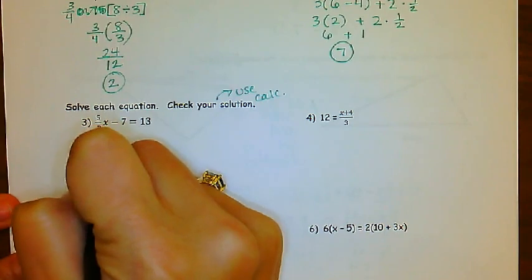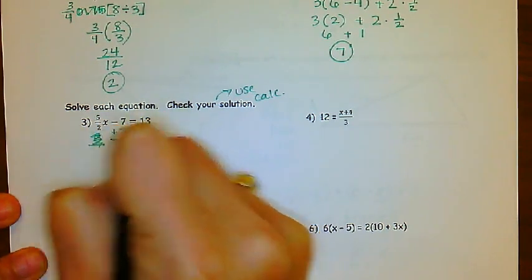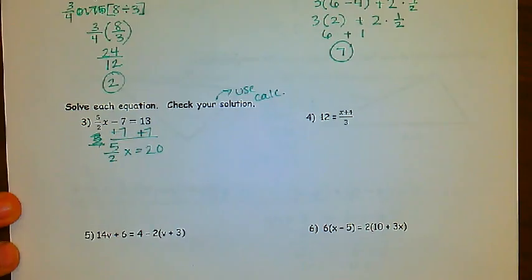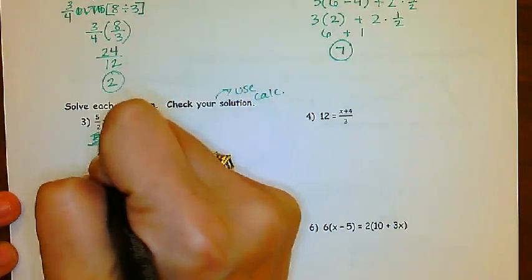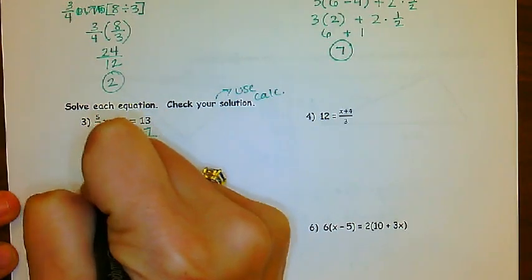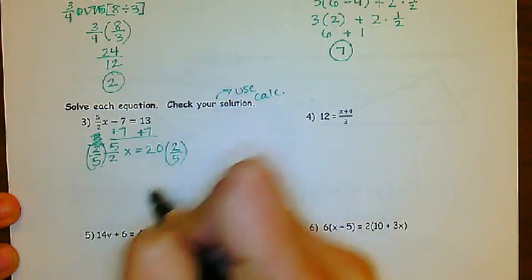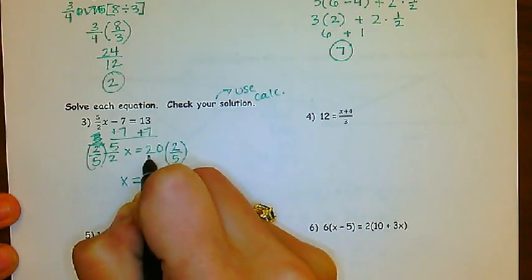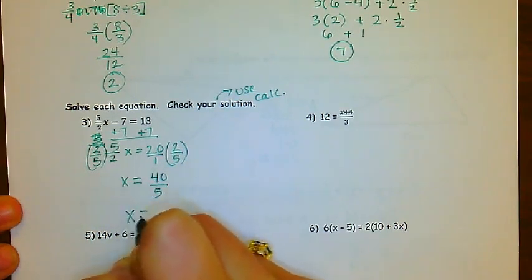So 5, I don't know why I'm doing that. Okay, let's add 7 to both sides. So 5 halves x is equal to 20. You could either change this so that it is 2.5, or remember, to get rid of a fraction, we multiply by its reciprocal. So whatever we do to one side, do to the other. So x is equal to, if you want to do it this way, we would get 40 over 5, which is just 8.